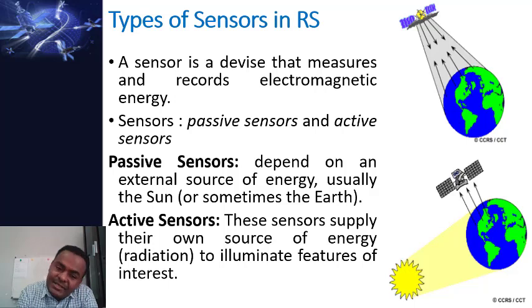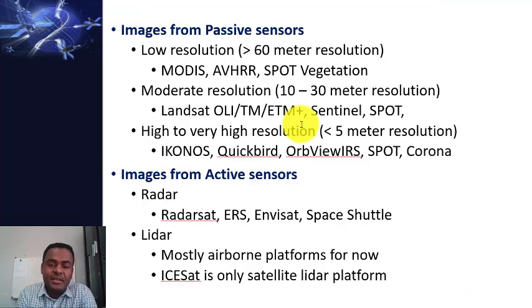So sensors could be passive and active. Passive sensors, as I told you earlier, depend on an external source of energy, usually the sun. As you can see from this picture, passive sensors usually depend on an external source of energy such as sunlight. The reflected signal goes to the sensor, okay? Without the presence of this sunlight, this sensor cannot record the reflected signal, while active sensors generate their own energy and receive the backscattered signal from the reflected ones. So these are active sensors and passive sensors. What are examples of passive sensors and examples of active sensors? What type of imagery do you know from passive and active sensors?